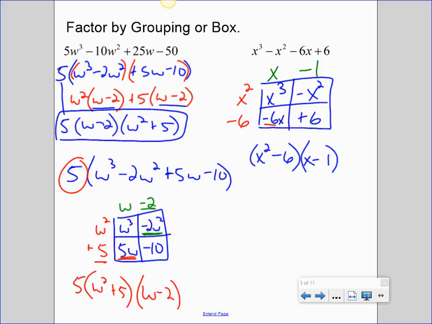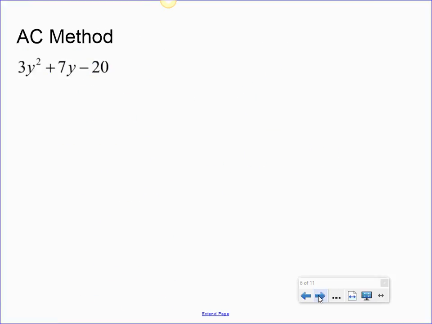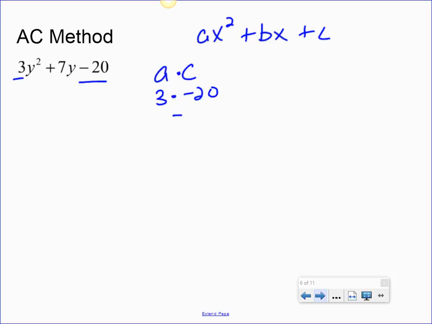Okay. The next method we're going to look at is called the AC method. The first thing we should remember is, what are we talking about with AC? Well, standard form for any quadratic is ax squared plus bx plus c. If I look at this, A and C refer to the 3, which would be your A, and the C is your negative 20. So the AC method means we're going to take A times C. So I'd have 3 times negative 20, which is negative 60.